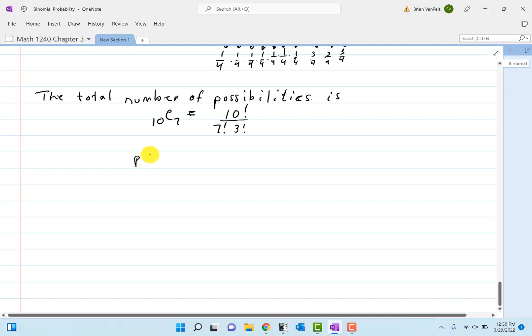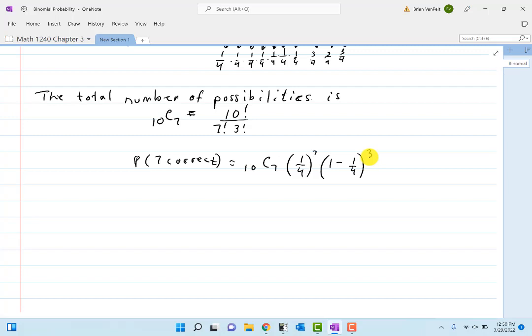Thus, the probability of 7 correct equals 10C7 times 1/4 to the 7th. That's the 7 correct ones. And then 1 minus 1/4 to the 3rd. That is the 3 incorrect ones. And let me see what my calculator says for this.